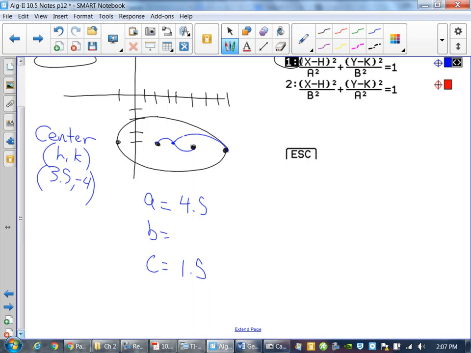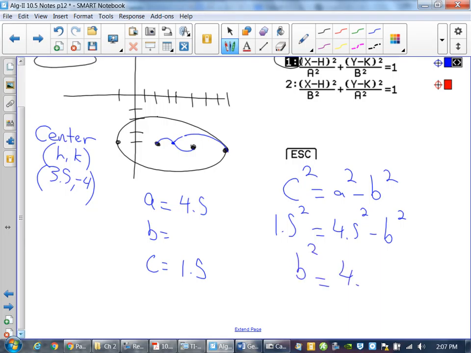An ellipse has a plus between the two fractions, which means when we solve for c squared, it's going to have what between the two? Minus. See how it's just flip-flop. So c squared equals a squared minus b squared. So we take 1.5 squared is 4.5 squared minus something squared. Well, moving things around, and that's how you find b squared.